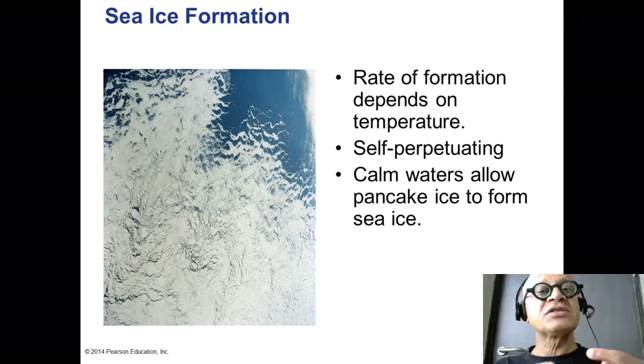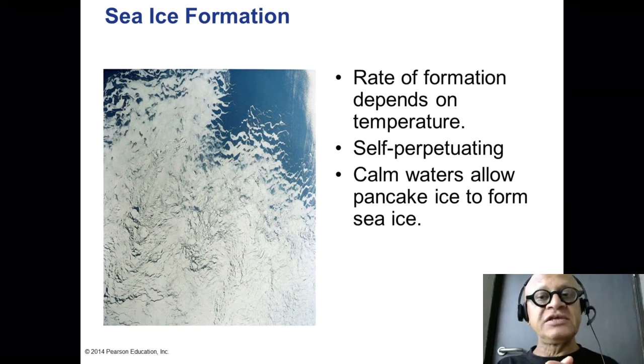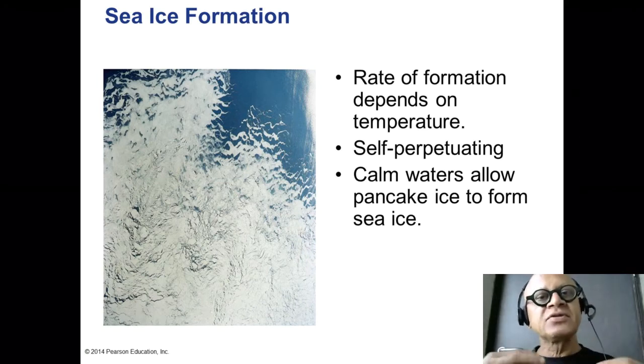So we know that salt reduces the freezing temperature, but if you have fresher water, it can freeze more easily. And the rate of formation also depends on temperature. So calm waters allow easier formation of sea ice, because the stormy weather in winter, as I said before, can mix up the water and make it harder for freezing to start.